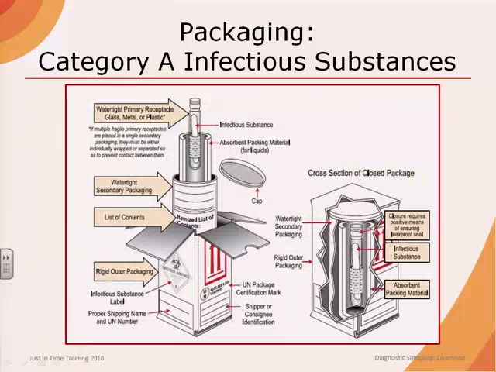Packaging for Category A infectious substance will require additional precautions and labeling, including an itemized list of contents inside the package and an infectious substance label and proper UN number on the outside of the shipping package. Primary and secondary packaging for Category B includes leak-proof receptacles. Category A requires watertight packaging.